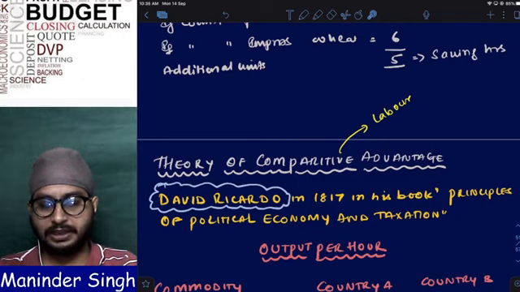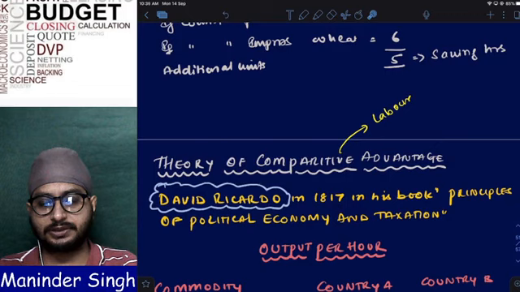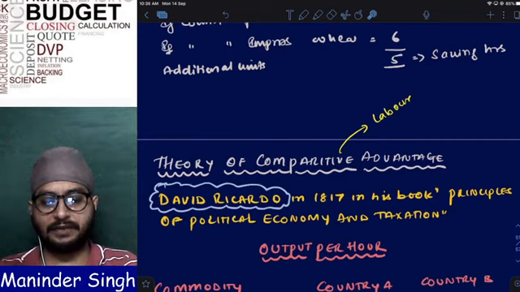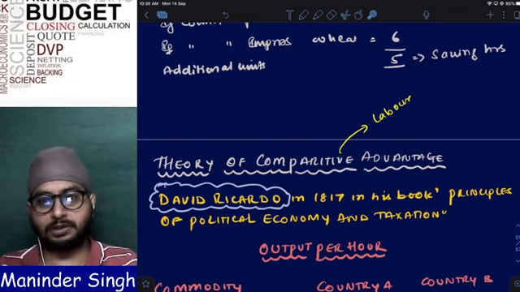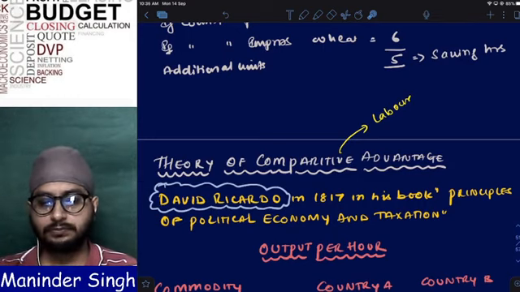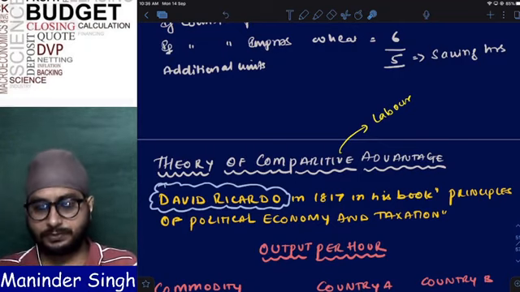Absolute advantage. In absolute advantage, what will happen? Both will have an advantage and also a disadvantage. I will import what? Where I am having advantage or where I am having disadvantage? Disadvantage. I will export what?